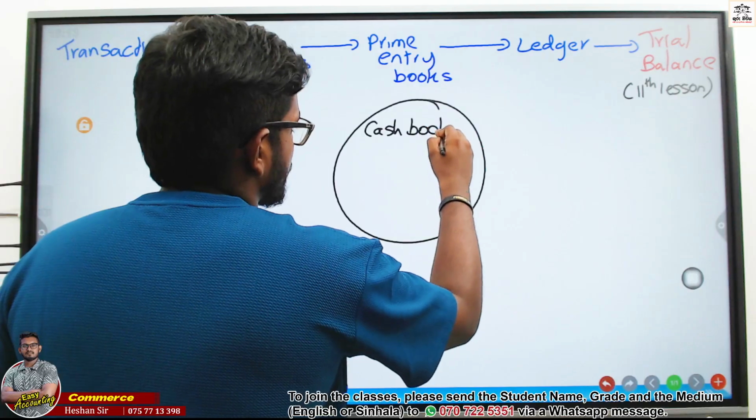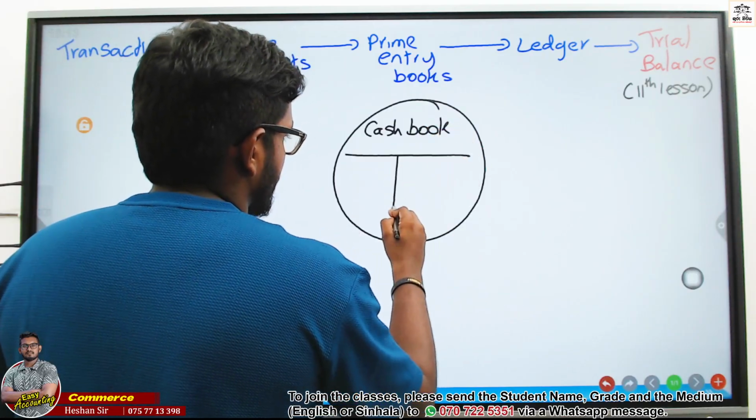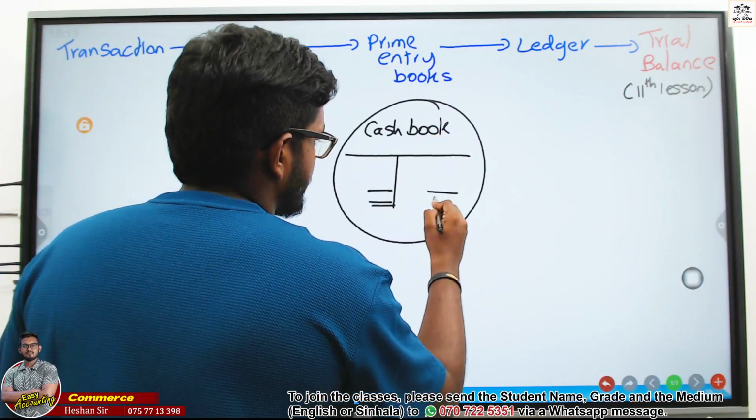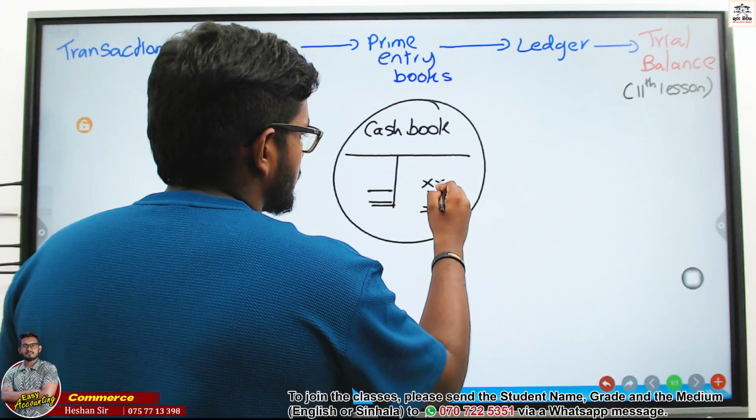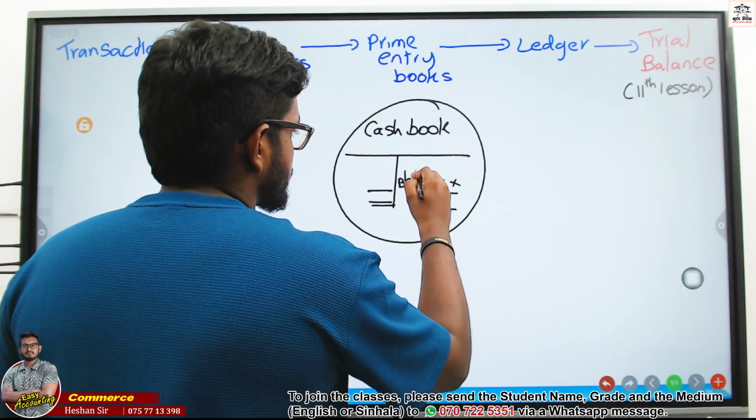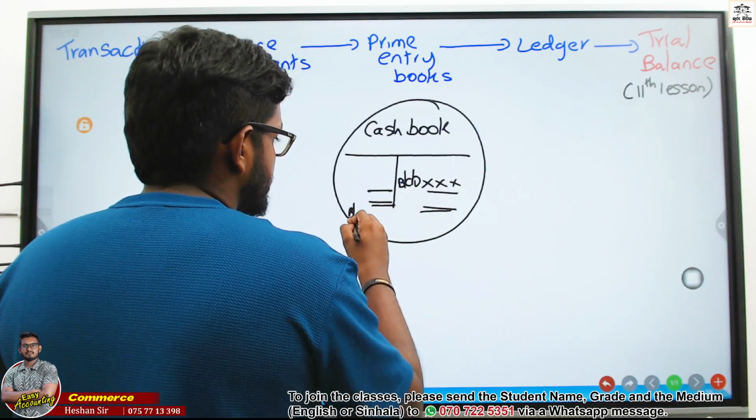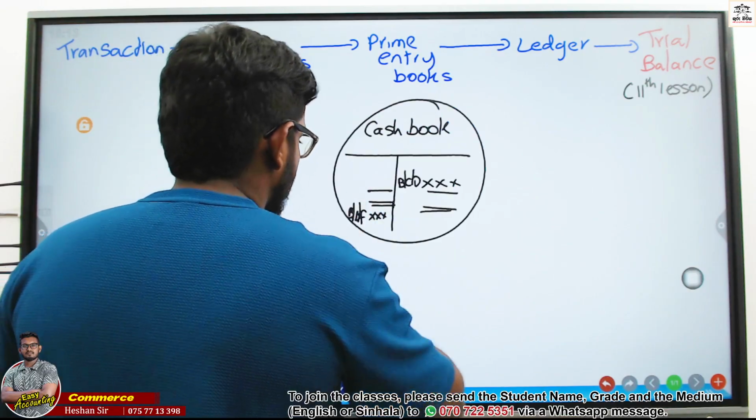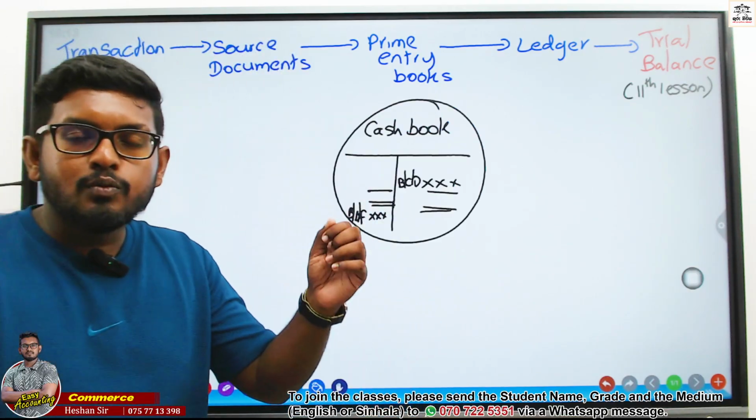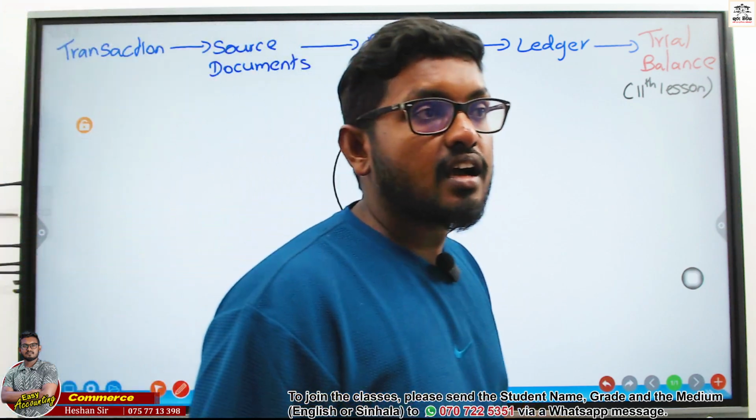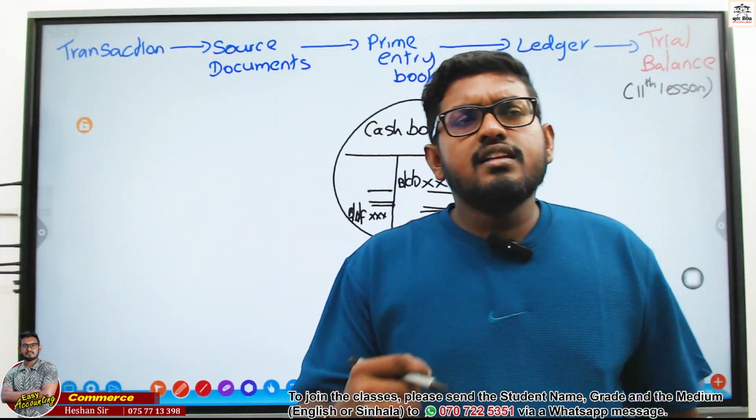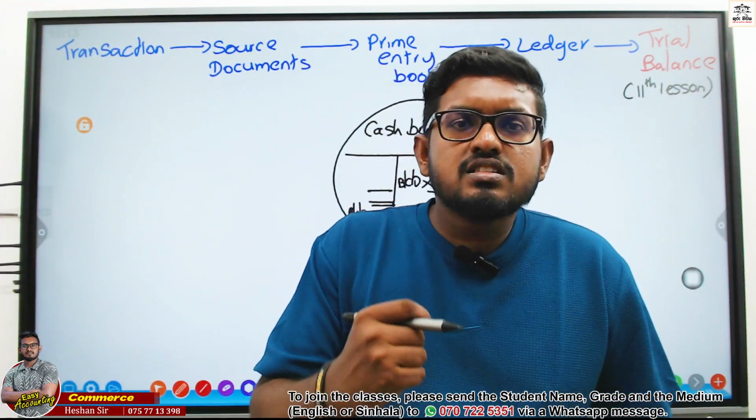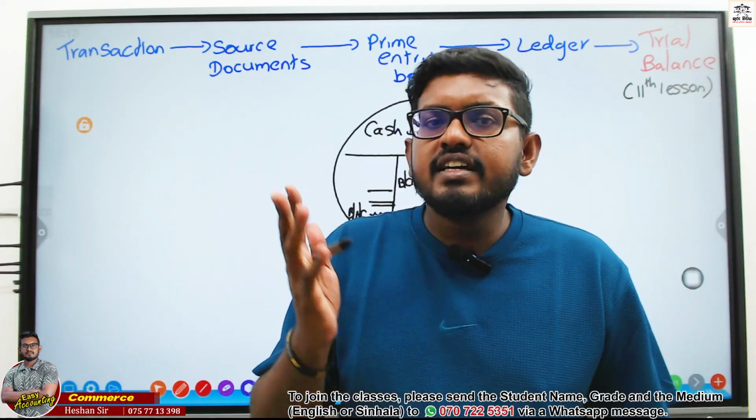The cash book also performs a dual function. I told you, remember, every time the cash book BCD goes to debit, BBF comes as BCD credit, BBF debit, right? Never can the cash book balance be a credit balance. It can never happen.